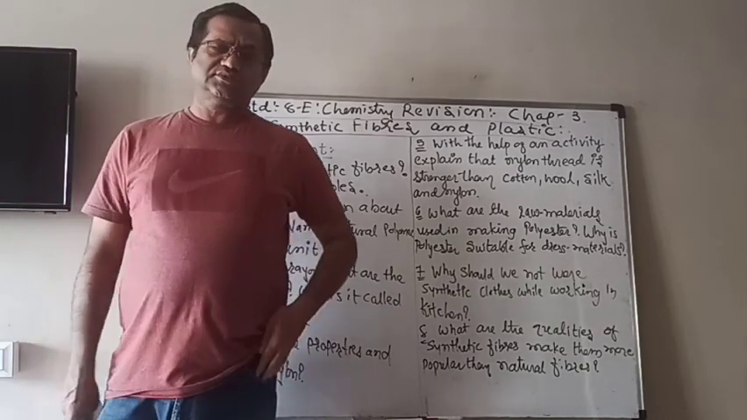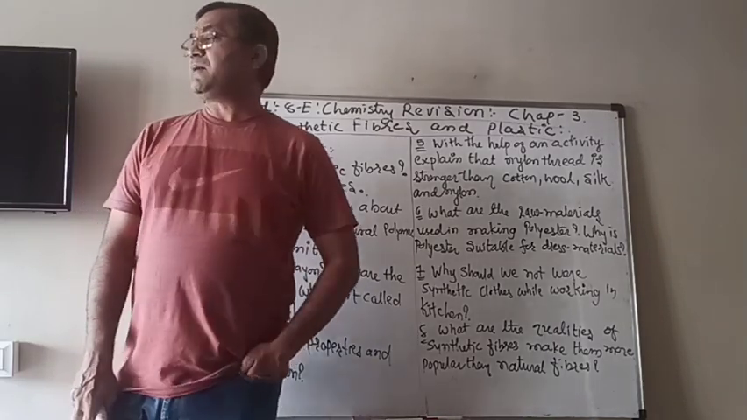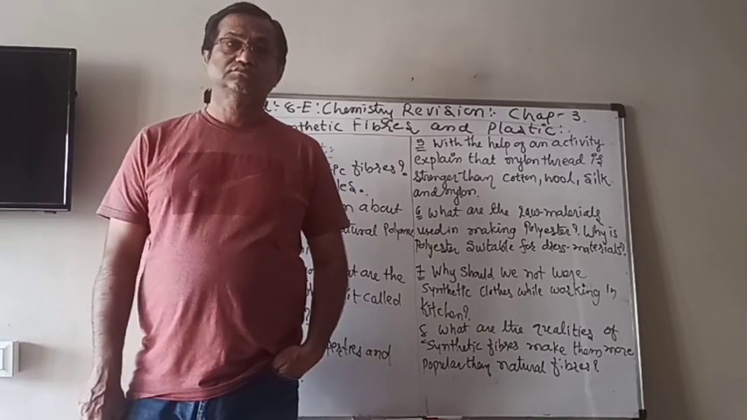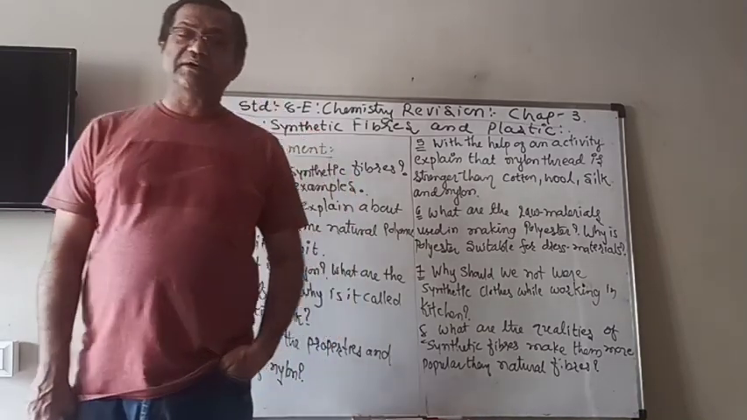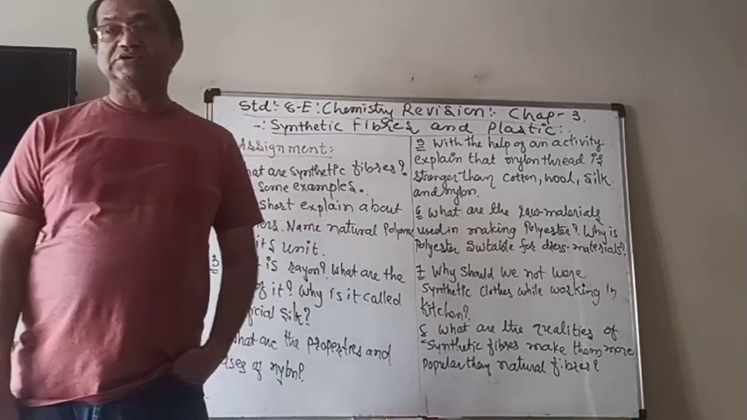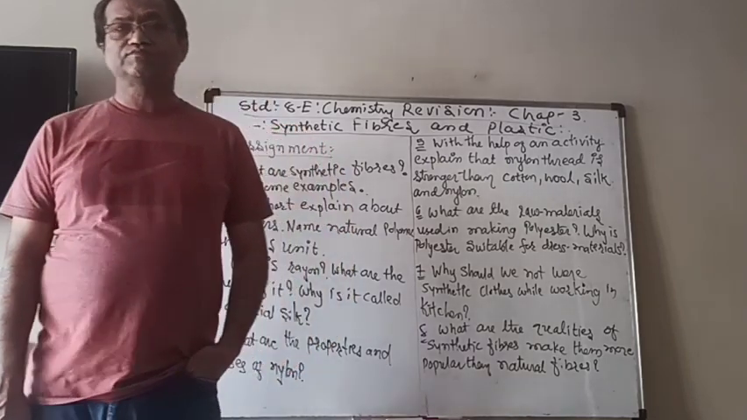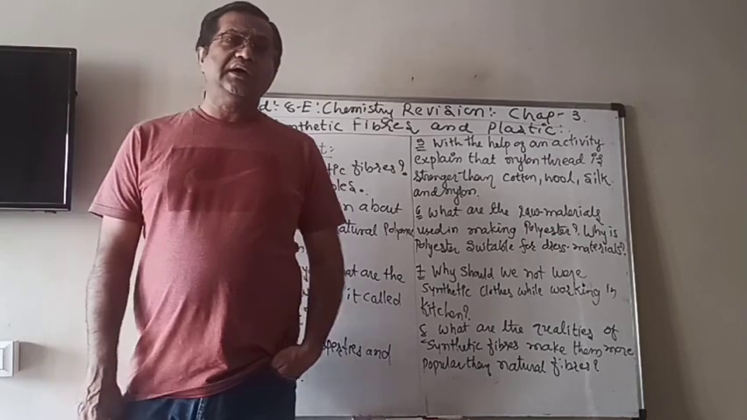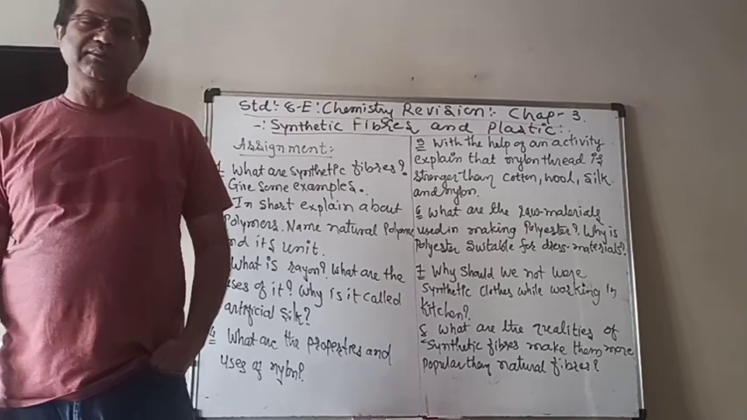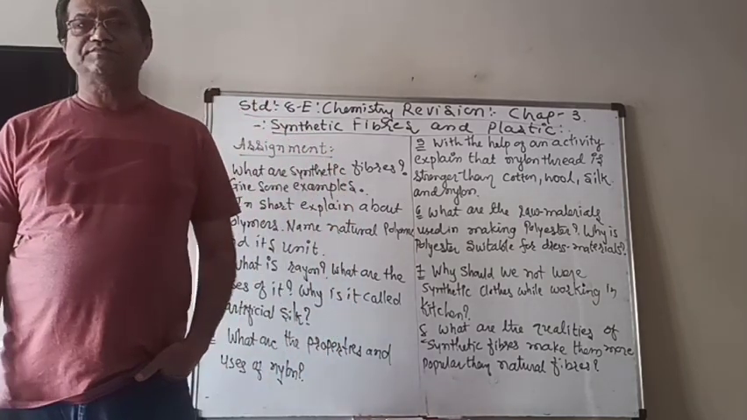In the lower standard, you learned about the natural fibers. Natural fibers are those which are obtained from nature, like cotton fibers, wool, silk, jute, etc. Sometimes we use the coconut fibers also. All of those are obtained from nature, either from the plants or from the animals. So they are known as natural fibers.